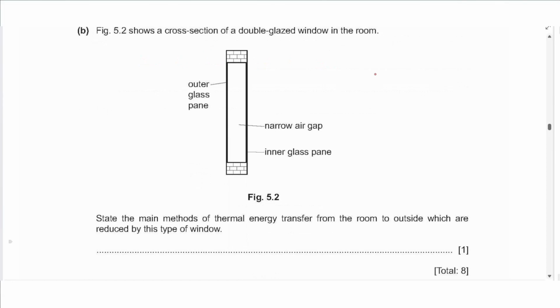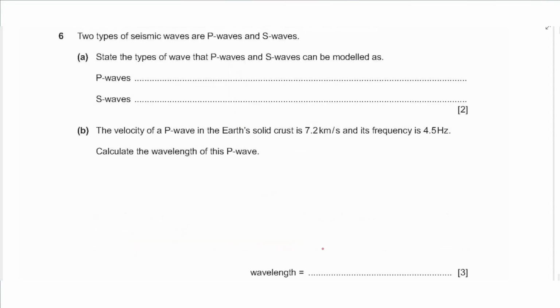Part B says, figure 5.2 shows a cross-section of a double glazed window in the room. State the main methods of the thermal energy transfer from the room to outside, which are reduced by this type of window. So this type of window traps air inside this gap, so it reduces convection and conduction, since the trapped air cannot circulate and it is a poor conductor.